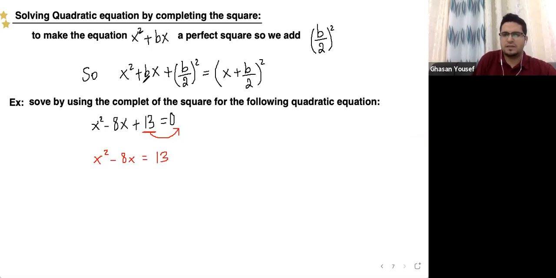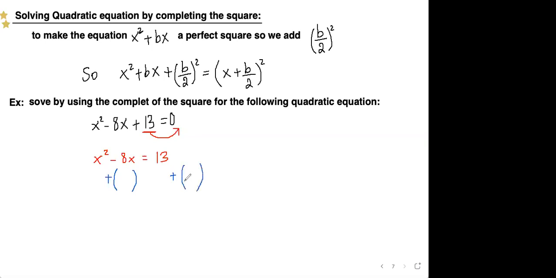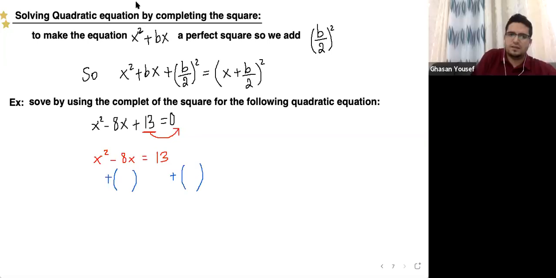Now we have to complete the square. What should I add to both sides? Isn't it negative 13? Yes, oh sorry, negative 13. This is correct. So now what should I add to both sides? I should add b over 2 squared, because this makes the expression a perfect square. We use the method of completing the square by adding this to both sides of the equation.